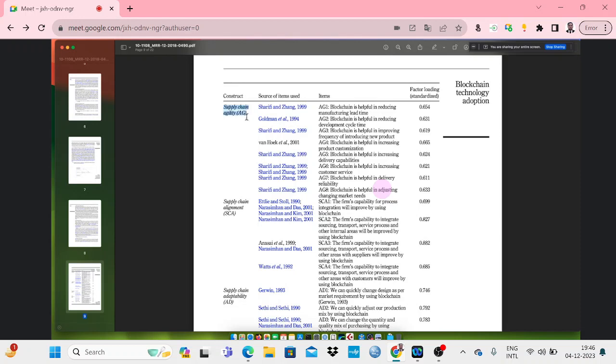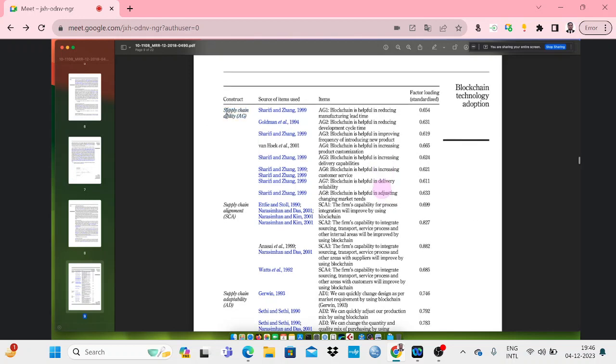For example, supply chain agility. These were the sources from which these questions were obtained, and these were the questions that we use. These are called the indicators. So why we need structural equation modeling? Because you can see that here supply chain agility, these things are known as latent variables. Latent variables are used where we are measuring abstract concepts.